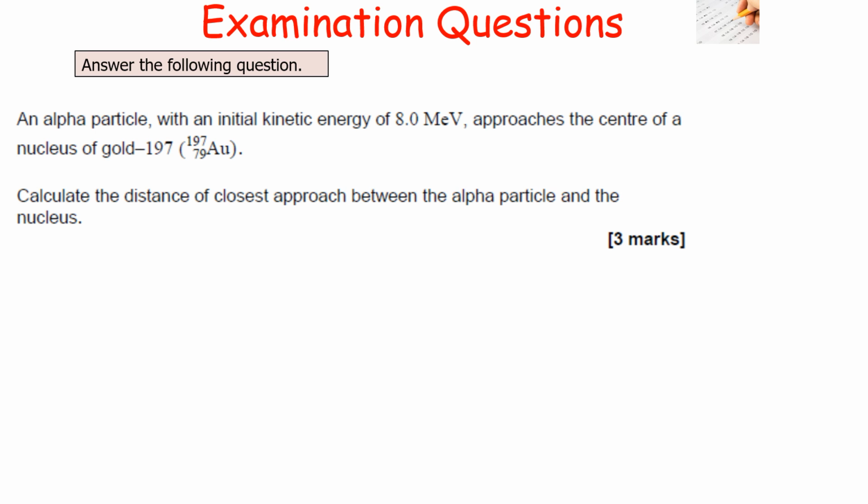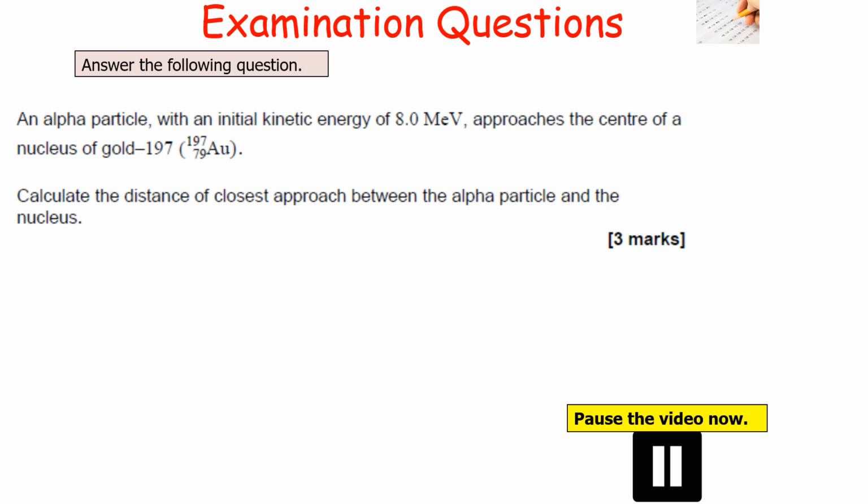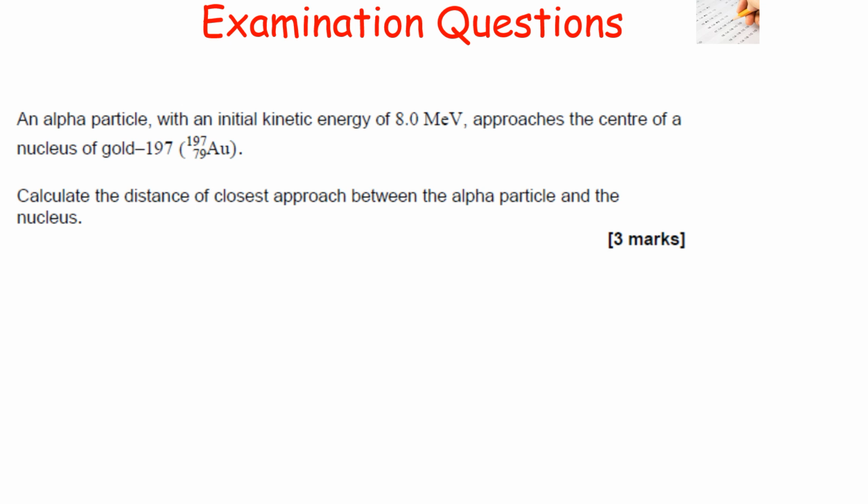The next question says an alpha particle with an initial kinetic energy of 8 MeV approaches the center of a nucleus of gold 197. Calculate the distance of closest approach between the alpha particle and the nucleus. So pause the video now, then unpause the video when you want to go through your answer. Right, so how would you answer this question?